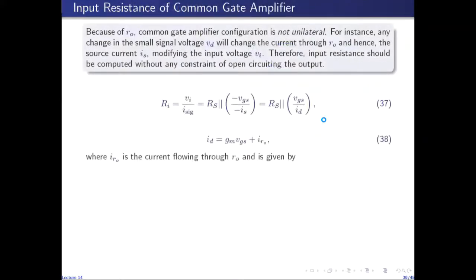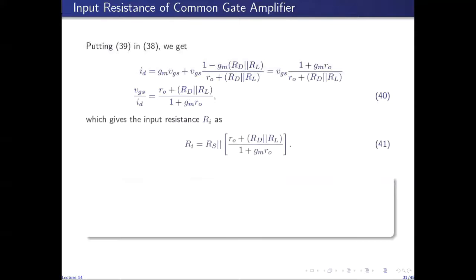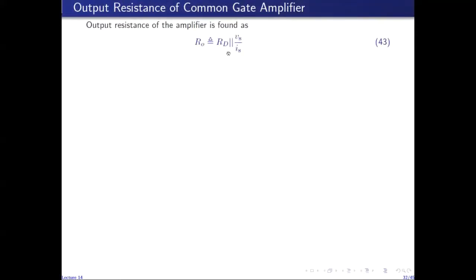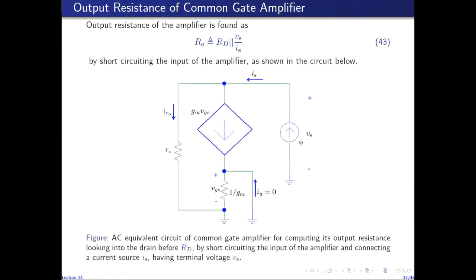So R naught, capital R naught, the output resistance, like I said, is given by RD in parallel with Vs over Is, where Vs is the terminal voltage of the current source which is applied between the drain node and ground towards the left of RD.